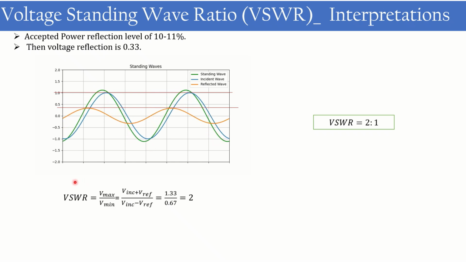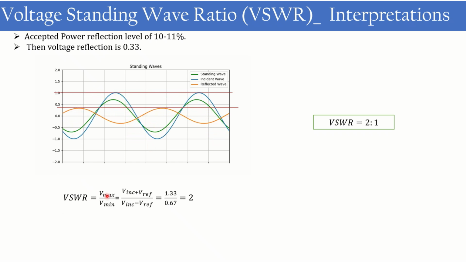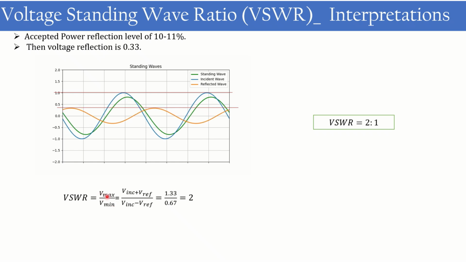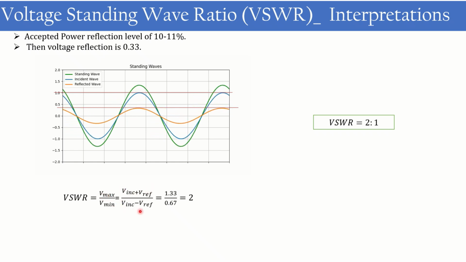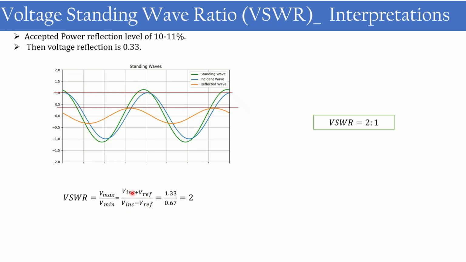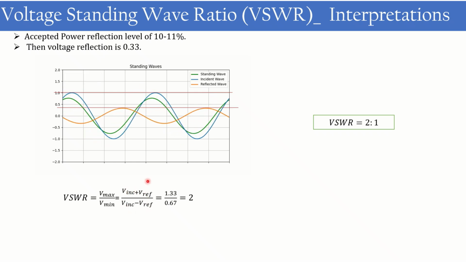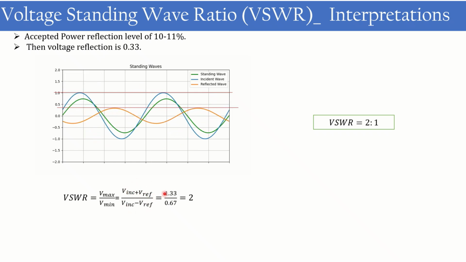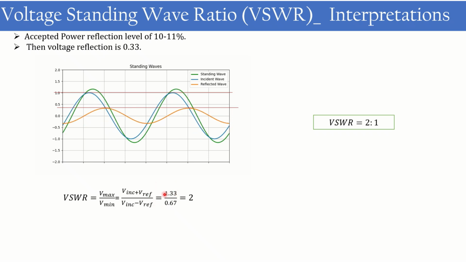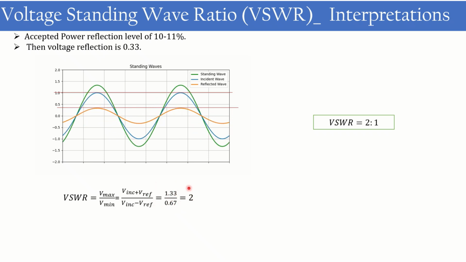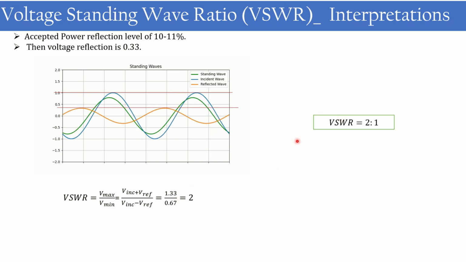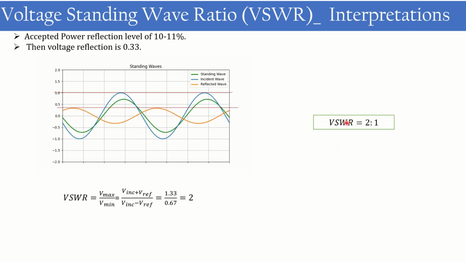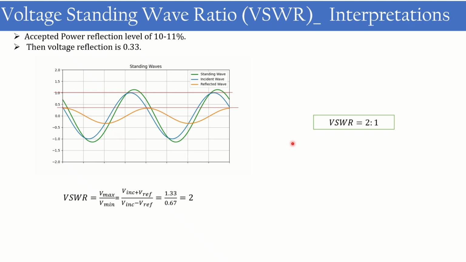So VSWR can be calculated by Vmax by V minimum. We know that Vmax is V incident plus V reflected, and V min is V incident minus V reflected. V incident is 1 and V reflected is 0.33. So it can be calculated as 1.33 by 0.67. So it is equal to 2. So we got VSWR as 2 is to 1. This is the accepted level of VSWR.